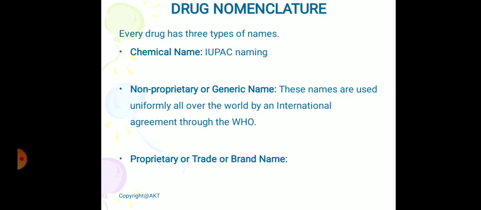And the third name for the same drug will be a proprietary or trade or a brand name. So this is a name which is given by the manufacturer. So the manufacturer can give any name.